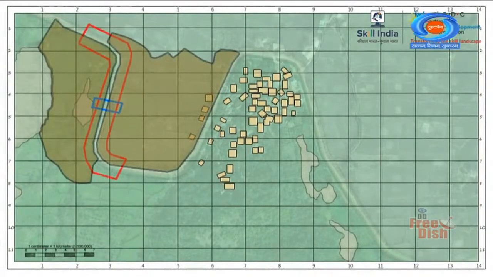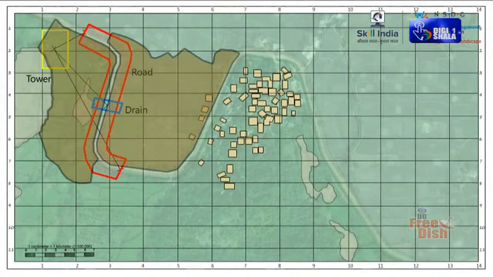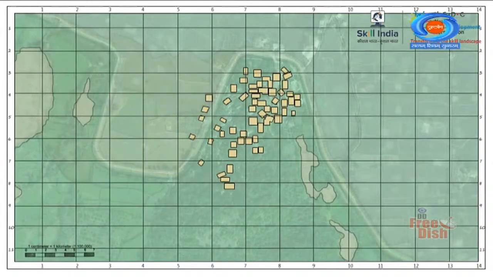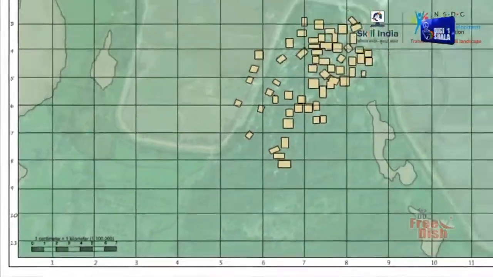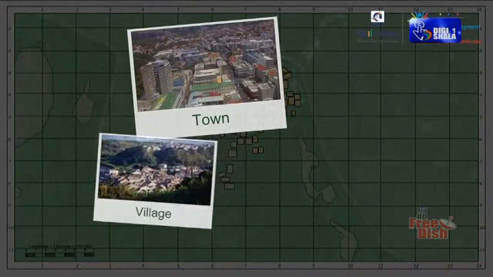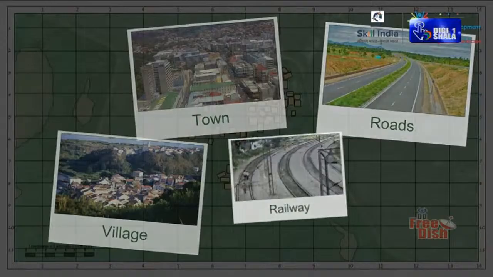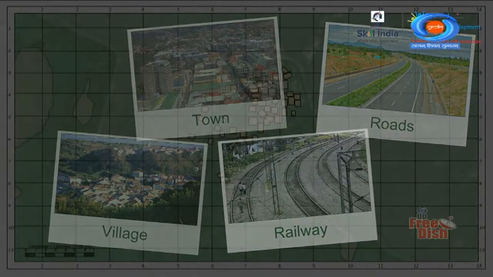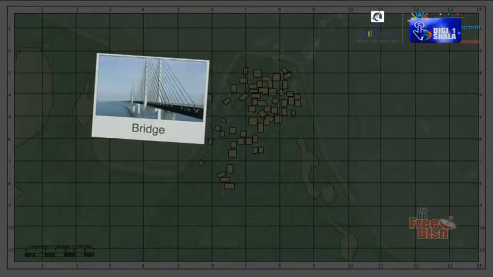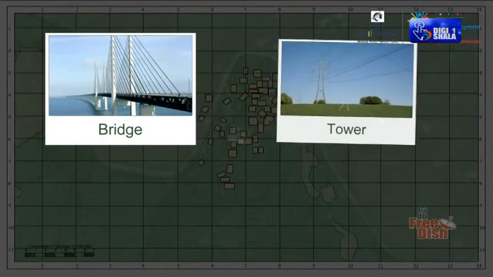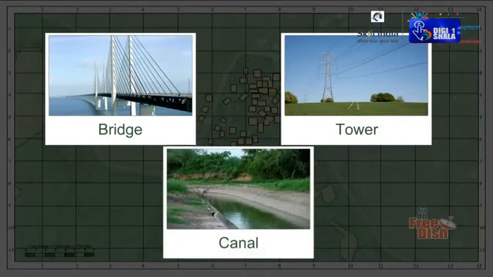So, the aim of surveying is to prepare a map to show the relative position of the objects on the surface of the earth. The map is drawn to a suitable scale. It shows towns, villages, roads, railways. Maps may also include details of different engineering works such as bridges, towers, irrigation canals.